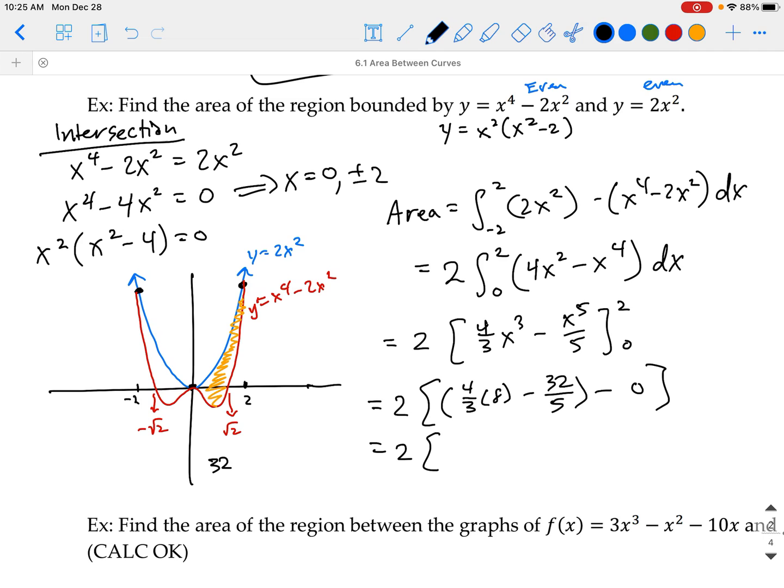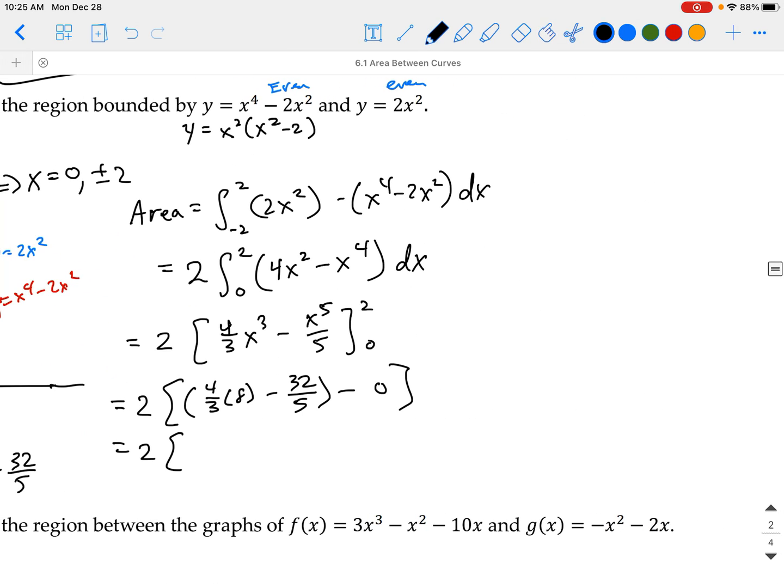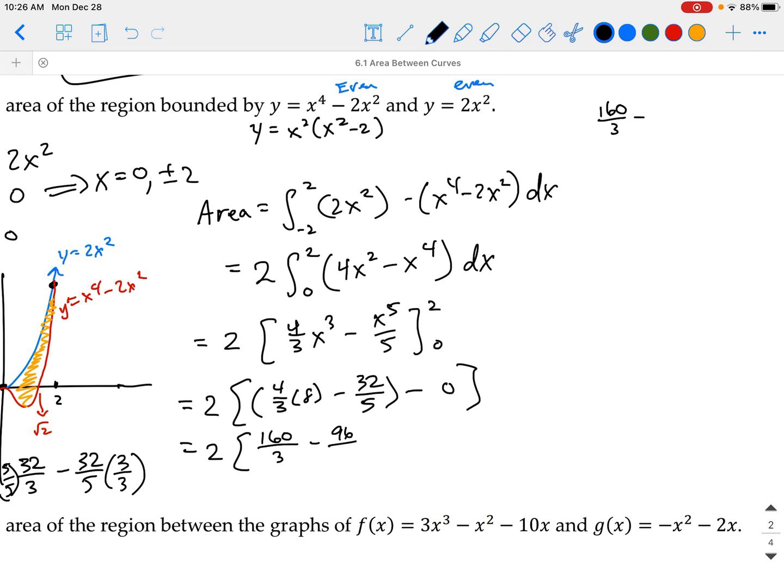So it looks like we're going to have 32 over 3 minus 32 over 5. So we'll want to work that out maybe on the side here. So our common denominator is going to be 15. So I'll multiply 32 over 3 by 5 over 5, and then 32 over 5 by 3 over 3. So 5 times 32 is going to be 160. So I'm going to get 160 over 15 minus 96 over 15.